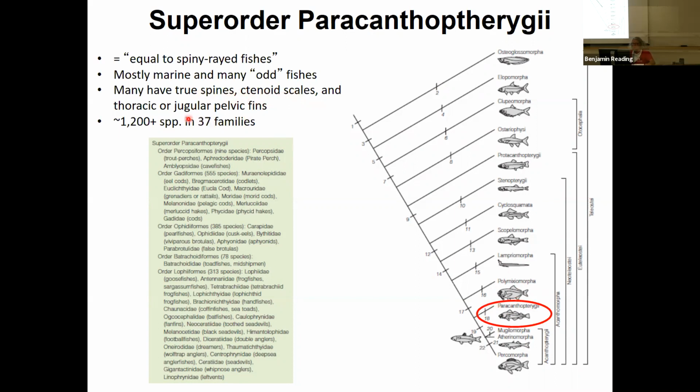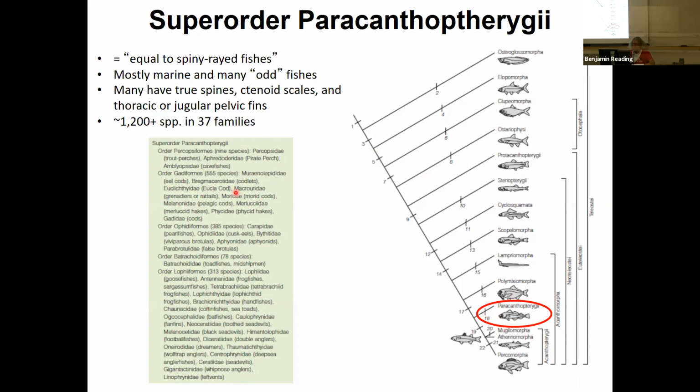Also, these pelvic fins, as we talked about, started off towards the posterior, and they're moving more and more anterior. So now we have what's called a thoracic or jugular position, meaning by the throat. And so these pelvic fins are oftentimes very closely associated with those pectoral fins. So again, more derived fish characteristics.